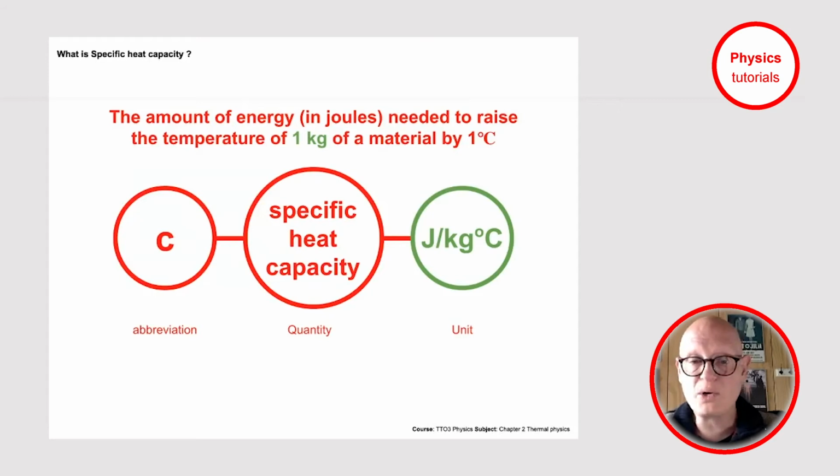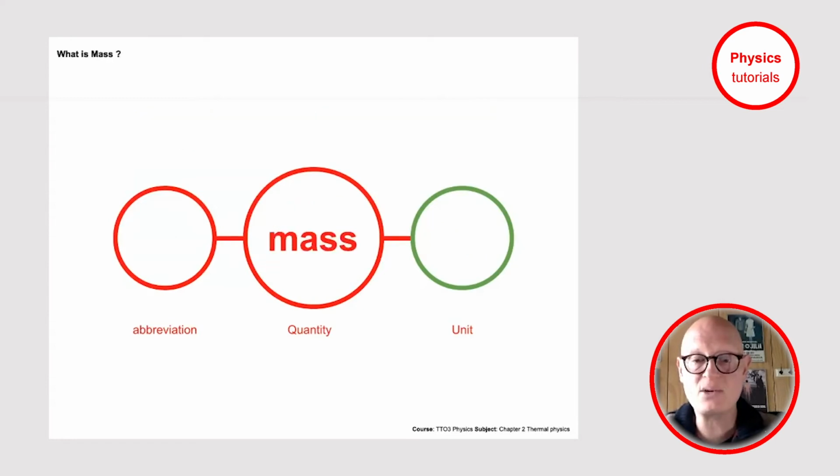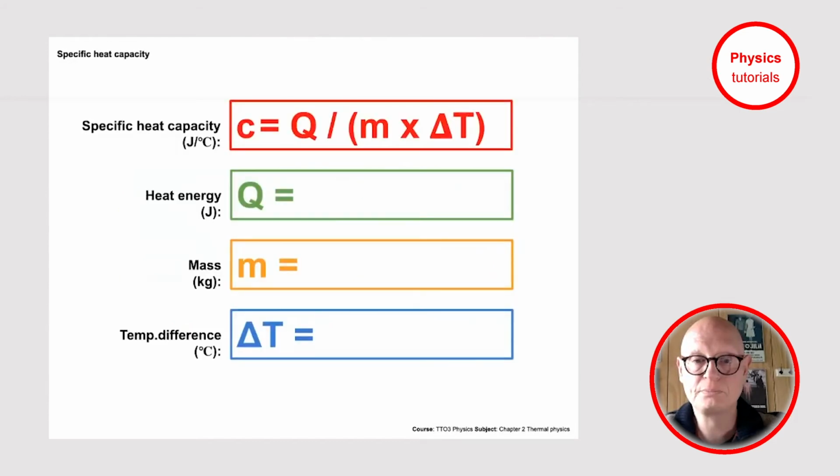So, in order to work with the specific heat capacity, we have to use mass. As you know, mass is a quantity which we abbreviate with the letter m, and the unit is kilograms. This is the equation with which you can calculate the specific heat capacity. It's the heat energy divided by both the mass and the temperature difference. Now try to rewrite this equation in such a way that we can calculate the heat energy, mass, and the temperature difference. Pause this video to write down your answer in your notebook.